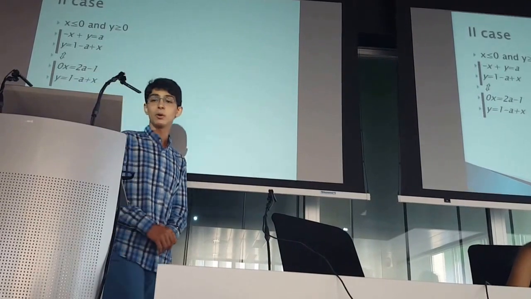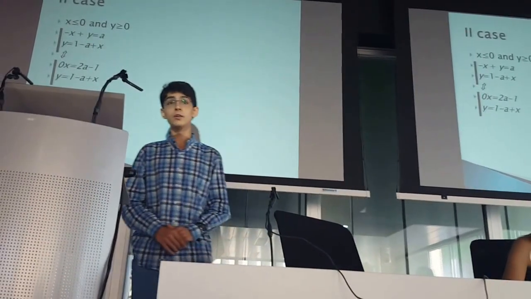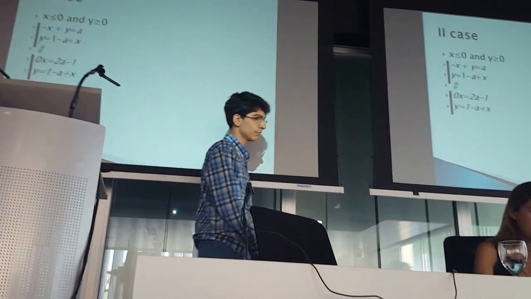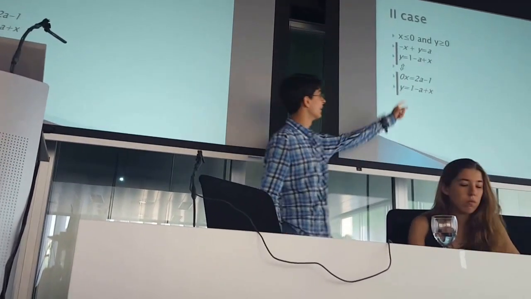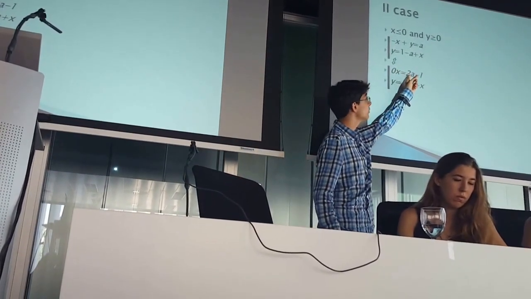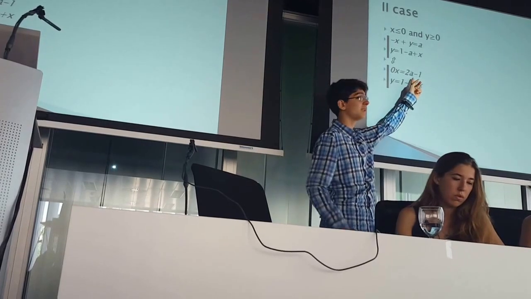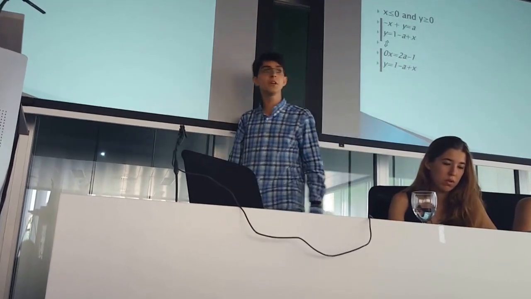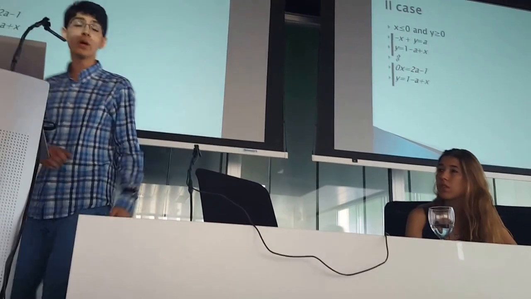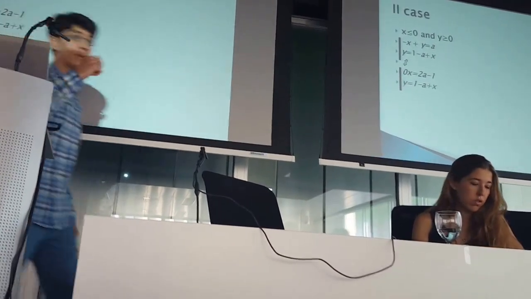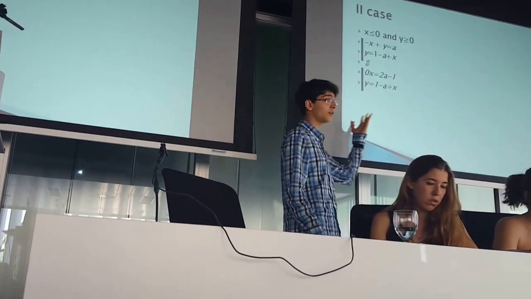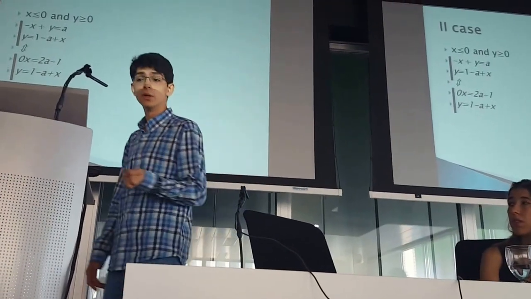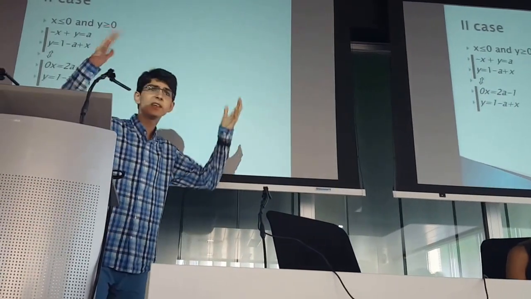Here's the second case, when x is less than 0 and y is greater than or equal to 0. Here are the steps. And now we have something very interesting. x multiplied by 0 equals something, and it has a dependent parameter a, 2a minus 1. Here we have two more cases. When this expression equals 0, we have x multiplied by 0 equals 0. Everything multiplied by 0 equals 0. So we have infinitely many solutions.